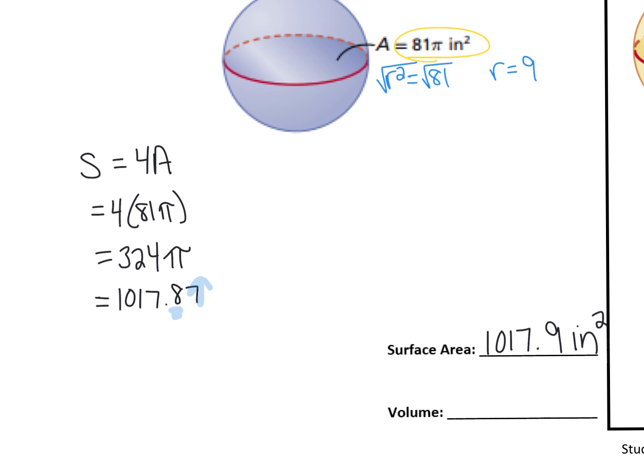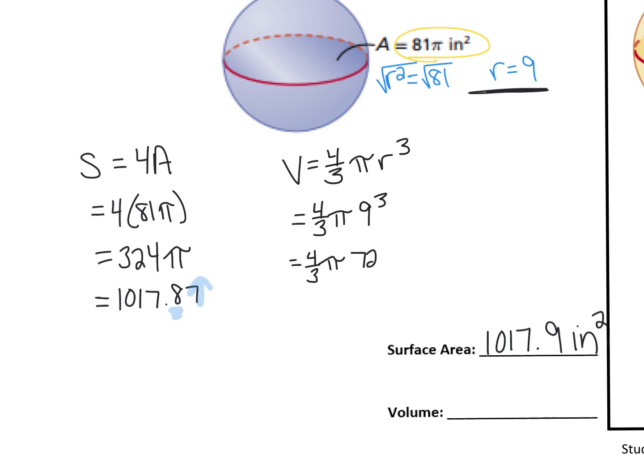Okay, so when we are given the area of that great circle, it does cut down our surface area work a little bit, but we did need to find that radius so that we could find our volume as well. So let's go ahead and work on our volume formula. It was volume equals 4/3 pi r cubed. Okay, and again, we're going to substitute that 9 in for that r. 4/3 pi 9 cubed. Go ahead and do 9 to the third power first to get 729.